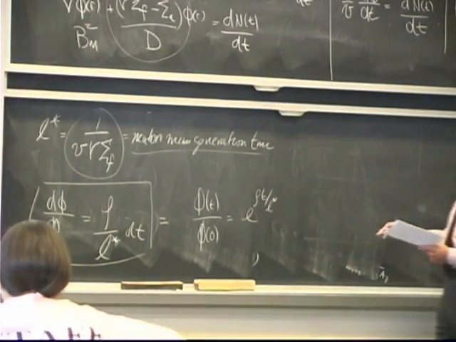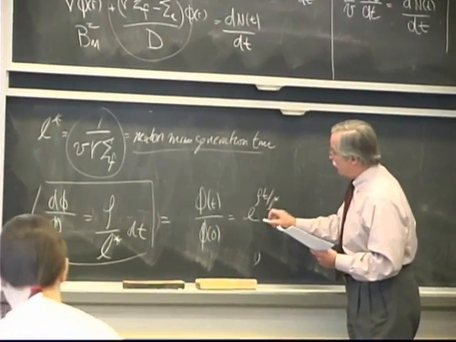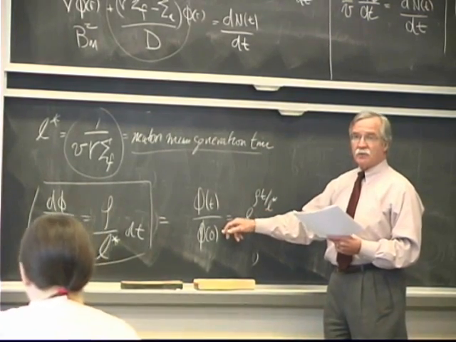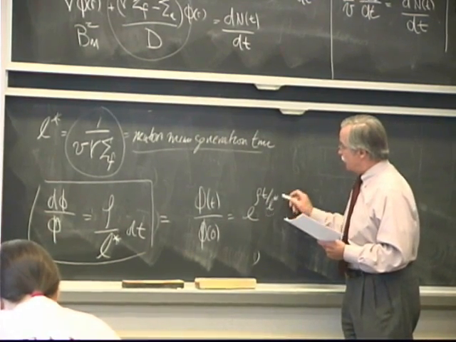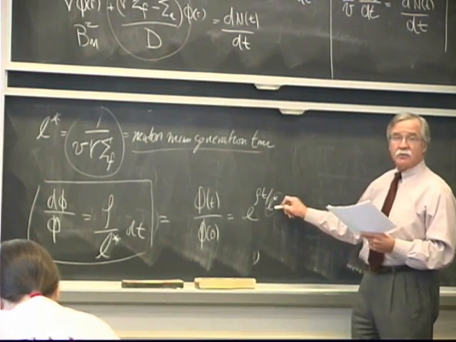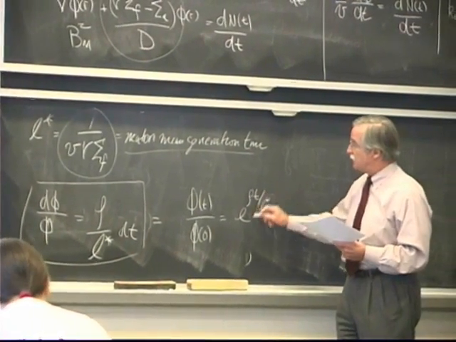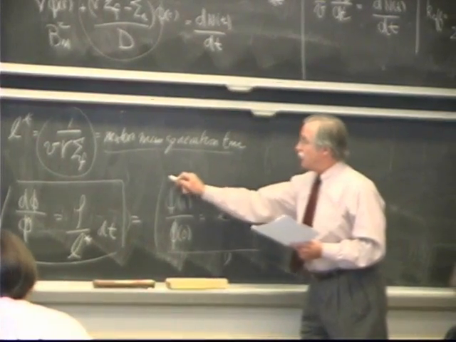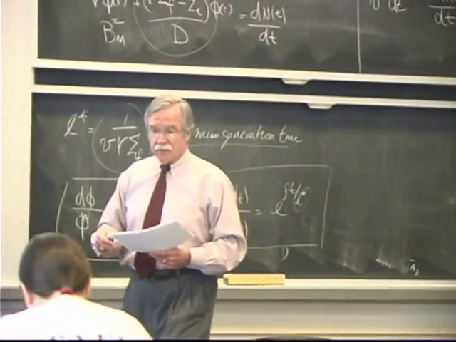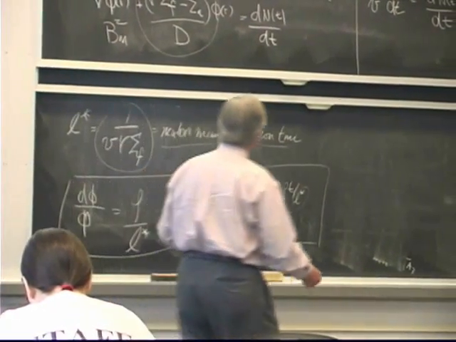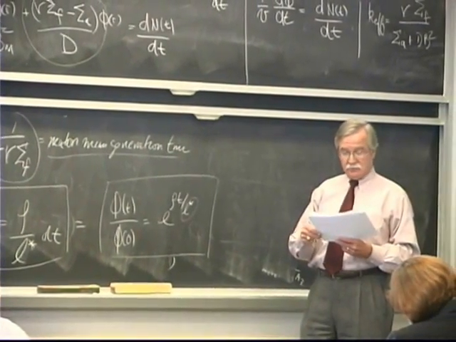So what you quickly are able to see is, now this is for prompt neutrons, that the change in neutron population as a function of time is exponential. And the lower the mean neutron generation time, the faster the change in power, or the change in flux. So this becomes a very important equation in terms of understanding how your reactor is going to perform. And if it was only for the prompt neutrons, we would have a very, very tough time controlling this reactor.